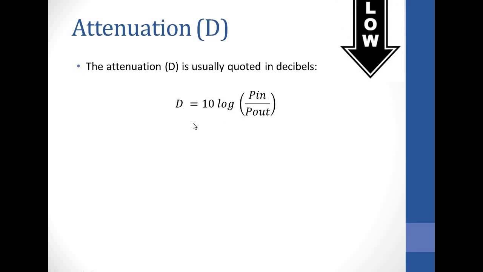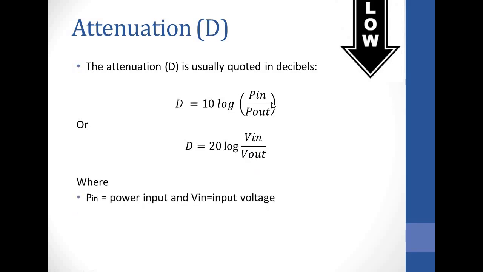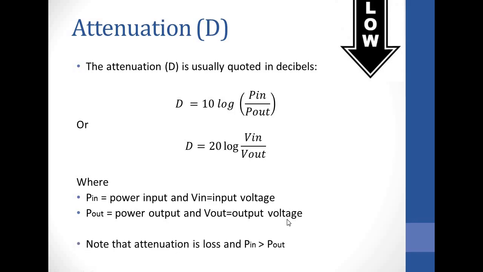So if it is P out over P in, you get negative values. But if it is P in over P out, we get positive values. It doesn't mean that it's a gain. It's only that we have defined that we are calculating loss. Or you can use the voltage ratio, 20 log V in over V out, where P in is the input power, V in input voltage, P out output power, V out output voltage. Note that attenuation is a loss and P in is greater than P out.